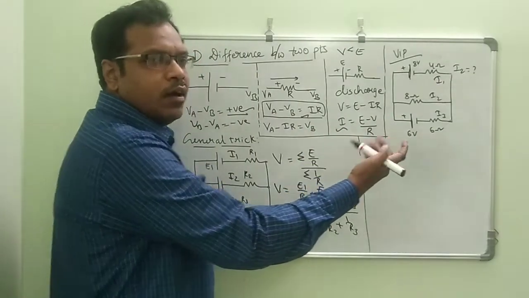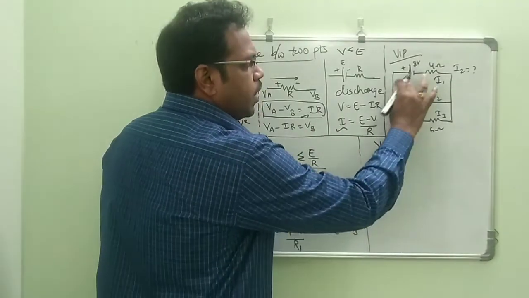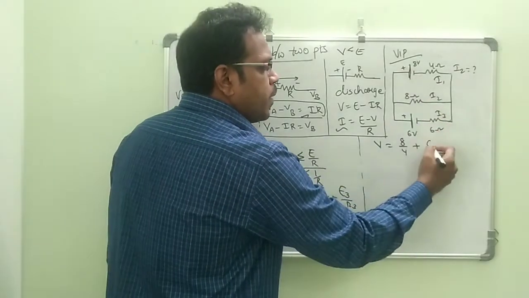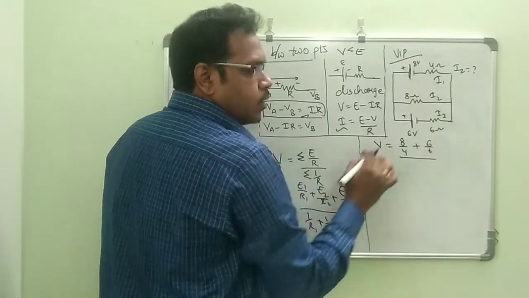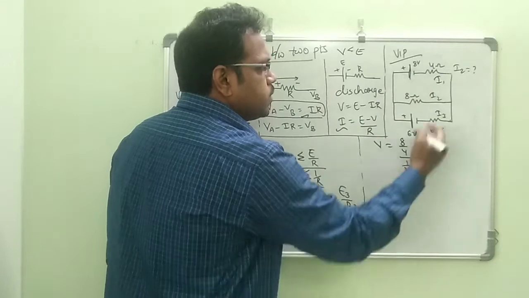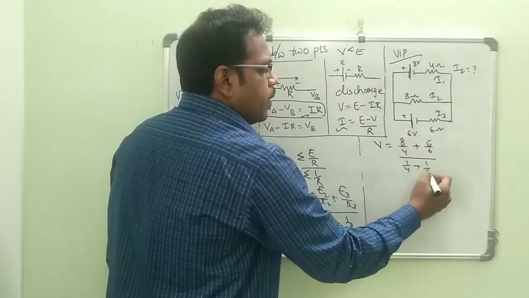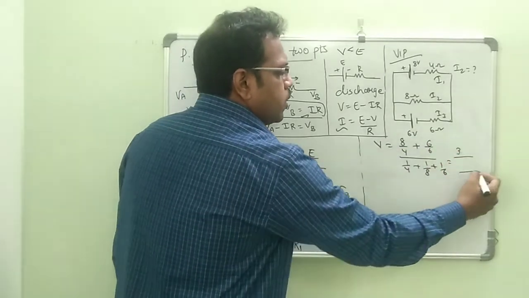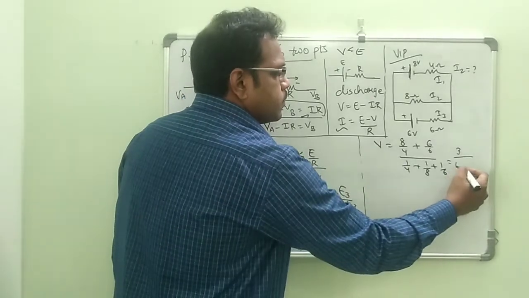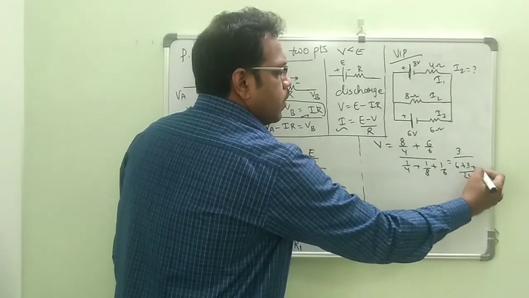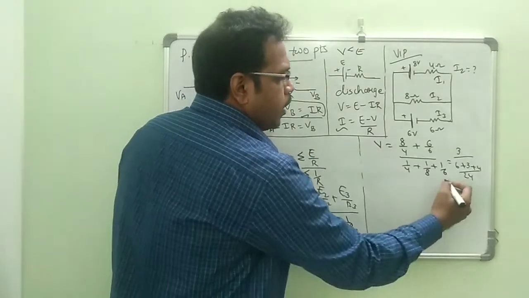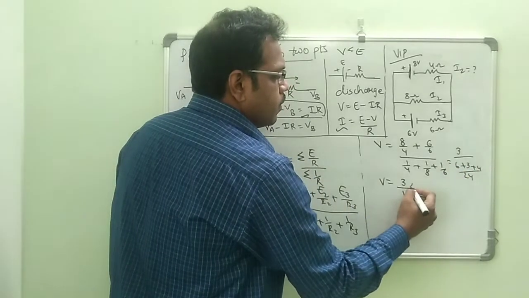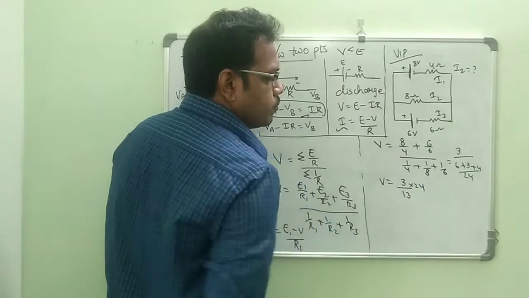First, to find the common potential, V is equal to E1 by R1, 8 by 4, plus no E2, plus 6 by 6, E3 by R3, divided by 1 by R1 plus 1 by R2 plus 1 by R3, which is 1 by 4 plus 1 by 8 plus 1 by 6. The LCM is 24, so we get 6 plus 3 plus 4 in the denominator, and V comes out with 13 by 24 in the denominator.